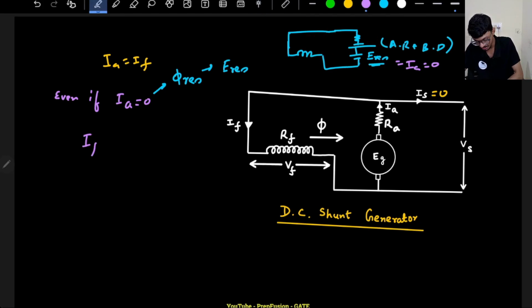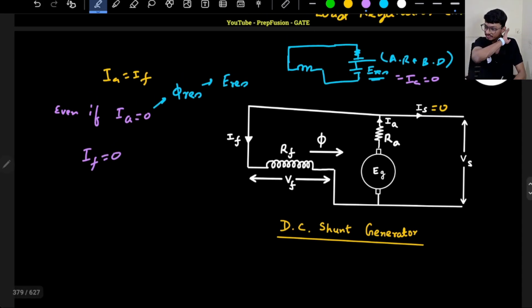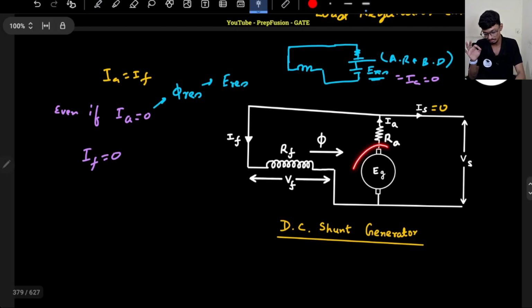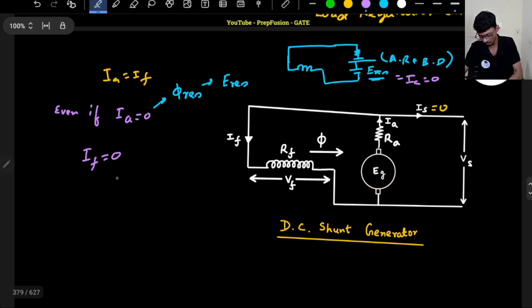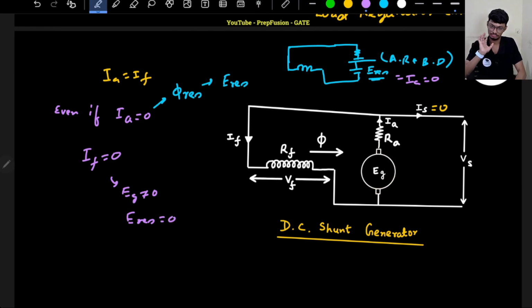So the field current is 0. But haven't I told you, even if the field current is 0, still there will be some residual flux, right? That is totally valid. Due to that residual flux, there will be some generated EMF. So EG will not be equal to 0. It will be equal to E residual. But current will be 0. Okay, that is the important portion.